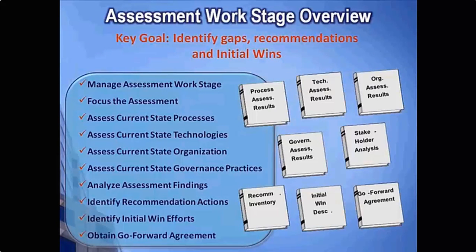Again, let's take a review in terms of the assessment work stage tasks and outputs. We've already done many of these steps so far. This shows the key activities and outputs for the work stage. And again, remember that the key goal of this work stage was to identify gaps, recommendations, and create a prioritized set of initial wins. In Learning Module 3, we covered focusing the assessment, assessing our processes, technologies, organization, and governance practices. Now in this module, we'll analyze those assessment findings, identify those into recommendation actions, and then translate those to the initial wins.